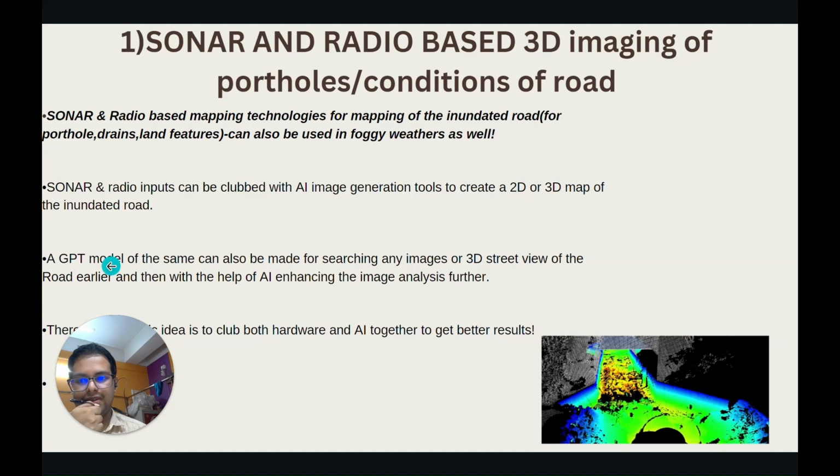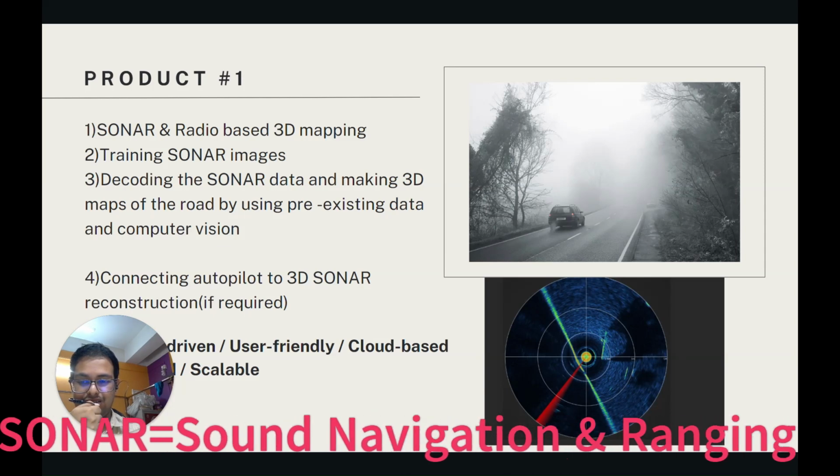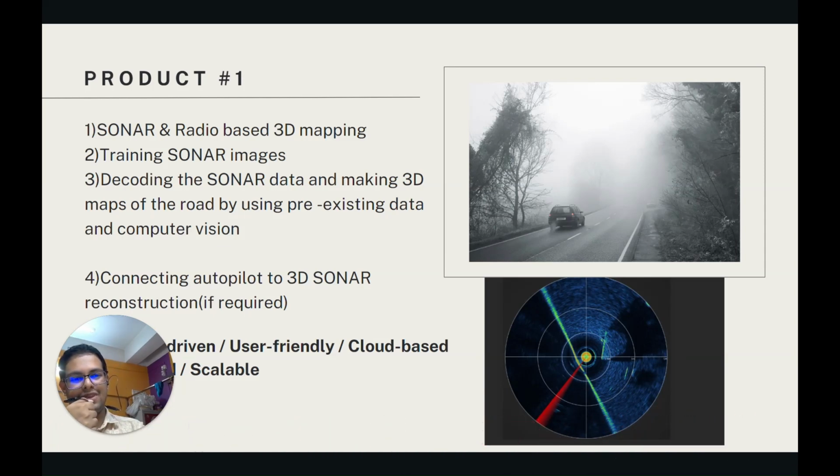So, coming to our first product, it consists of sonar and radio-based 3D mapping technologies. As you can see, as the car is going through a foggy road, the visibility is very less and chances of accidents are very high. So in this case, we are using sonar, sound navigation systems, for detecting the objects, the cars, or any potholes, or even the condition of the road, so that we could give a much larger perspective to our drivers, so that the chances of making mistakes or accidents get reduced considerably.